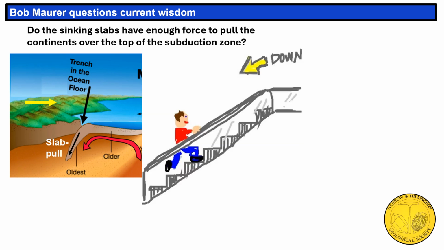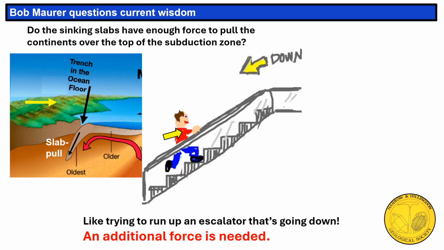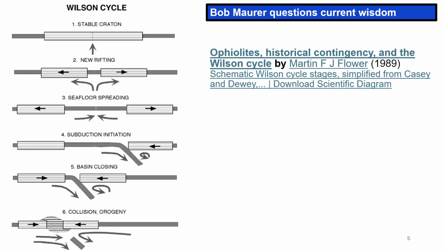And Bob will say, well, this is rather like trying to run up an escalator that's going down. It cannot work. The physics is not supporting this model. You need an additional force. And where in the tectonic models do we see a force applied to the movement of the continental crust over the top of the subduction zone?